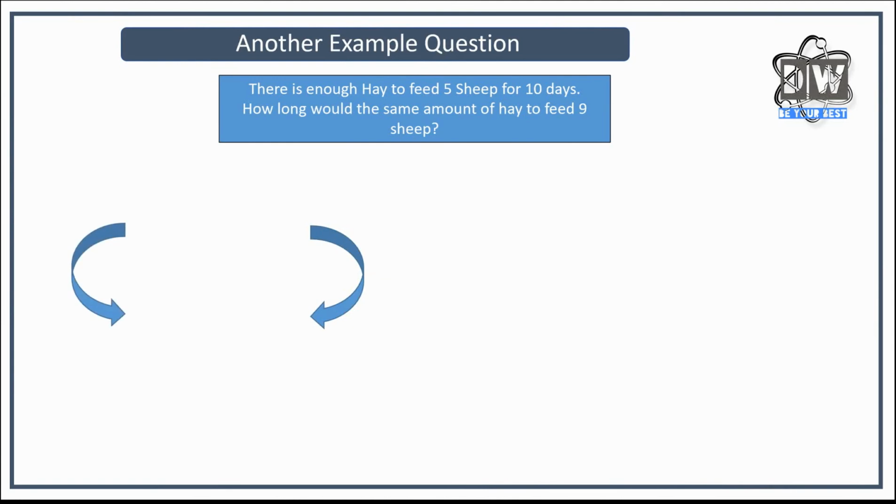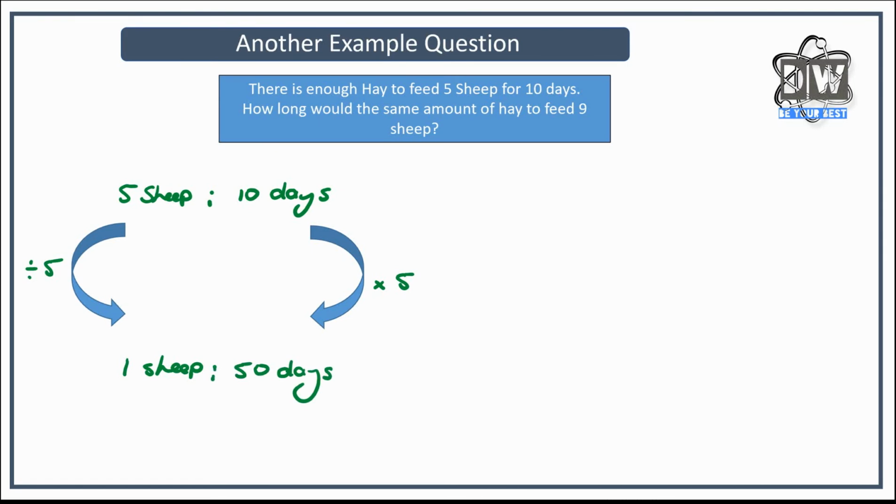So we've got here 5 sheep, 10 days worth of hay. And we need to get down to 1 sheep. Okay, so 1 sheep. So what will we do? We divide that side by 5, which means we would times this side by 5. So 1 sheep would give us enough hay for 50 days.